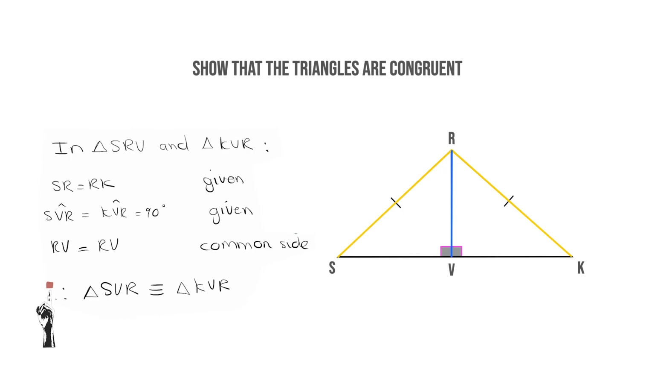But before I write my reason, let's first check if we are correct. Is it true that SR is the same length as KR? Yes, that is true. Is it true that angle SVR is the same size as angle KVR? Yes, that's true. Is it true that side VR is equal to side VR? Yes, that's true. So therefore I can say these two triangles are congruent, with my reason being a right angle, a hypotenuse, and another side. I may also say 90 degrees, hypotenuse, side.